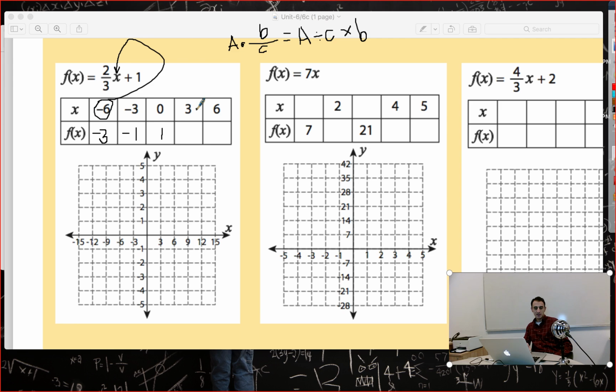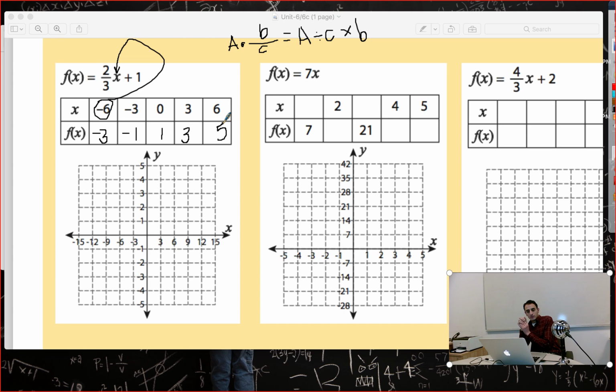3 divided by 3, 1. 1 multiplied by 2, it is 2. 2 plus 1 will be 3. 6 divided by 3 is 2. 2 multiplied by 2, 4. 4 plus 1, 5. Okay, very good. The second step is already completed. Okay?